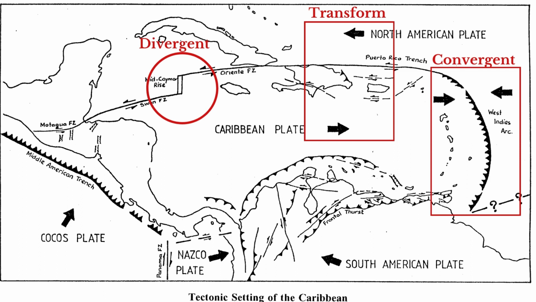In the north, we see the Caribbean plate sliding past the North American plate. So this is a transform plate margin. And in the east, we see the Caribbean plate moving towards the American plate. So this is an area of convergence.